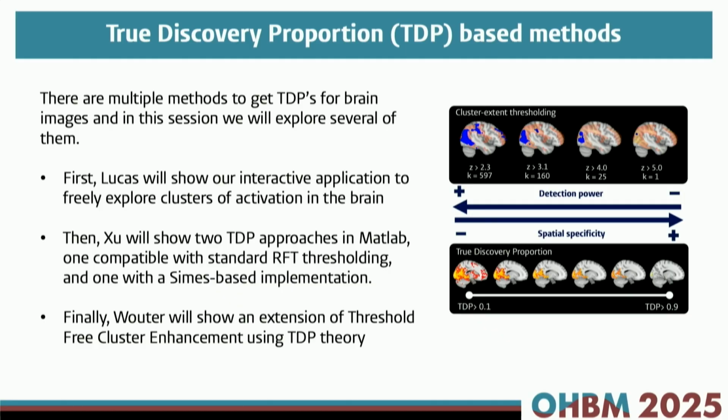So in this session, we will go over 3 approaches based on true discovery proportion. Lucas will start and show our interactive applications for how to explore these clusters of activation in the brain. And then Xu will show 2 TDP approaches in MATLAB. One is completely compatible with RFT thresholding, and the other one is the SIMS-based implementation, right?